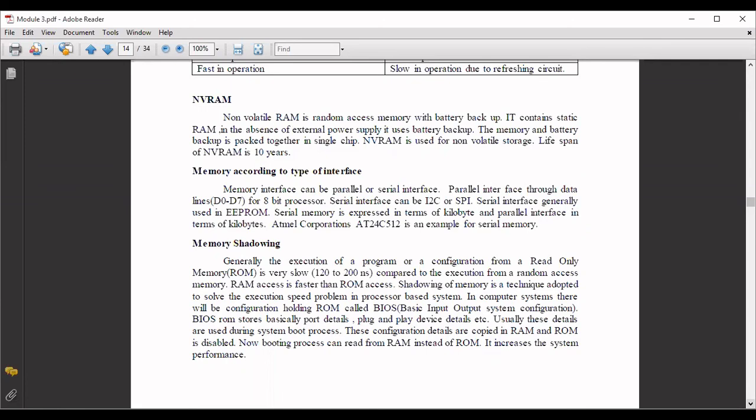When it is a parallel interface, through the data lines D0 to D7 for 8-bit processors, all the data lines D0 to D7 will be connected at a time. Parallelly, you will be able to access or load the data. Then you have serial interfaces, I2C or SPI, which are generally used in EEPROM. Serial memory is expressed in terms of kilobytes, and parallel interface also. Atmel Corporation is an example for serial memory. That's the chip AT24C512, which is an example for serial memory.